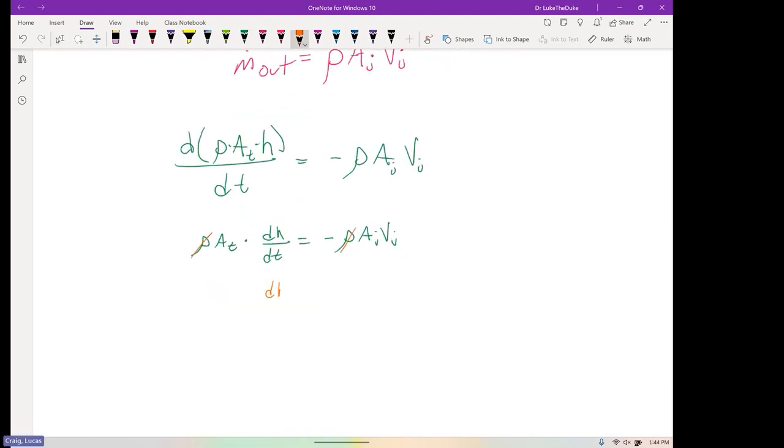And we now have this. So this means that the change in height, dH, over the change in time is equal to the area ratio times the velocity.